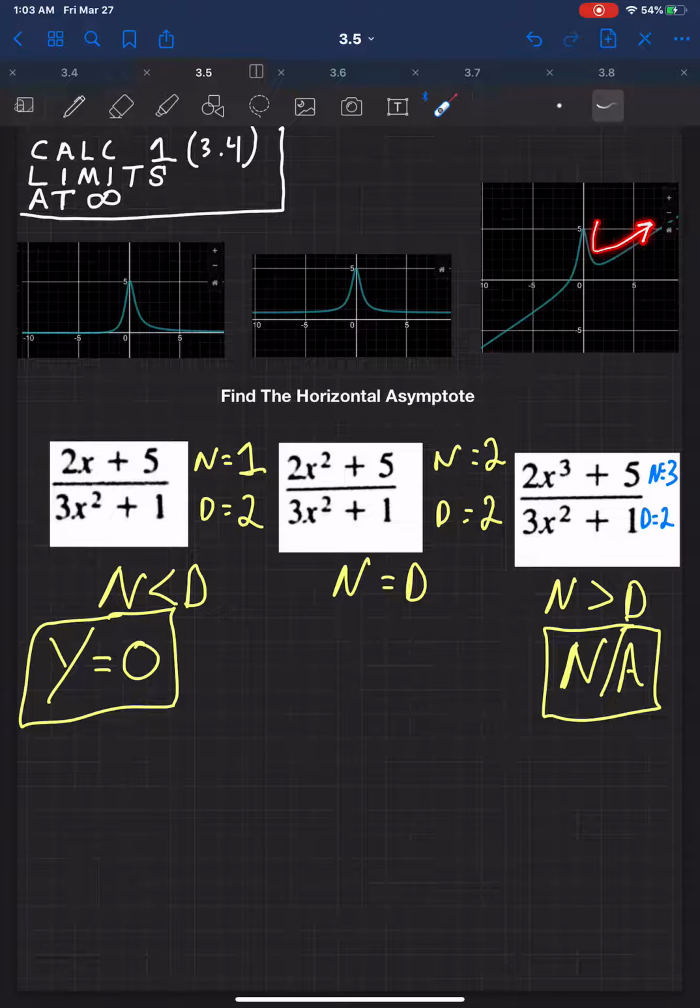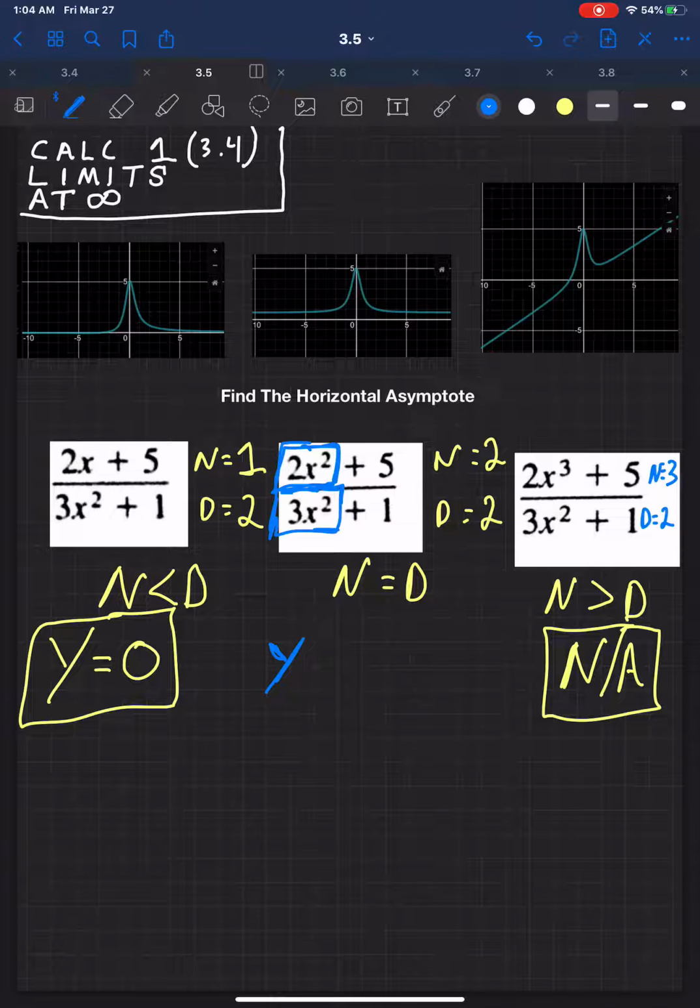This might be a slant asymptote, but there's no horizontal asymptote. All right, now the last one is the only time you have to roll your sleeves up, and that's if the degree of the numerator is equal to the degree of the denominator. And as I said, we're going to take the leading term. Look what I'm boxing in here. So the leading term of the numerator, the leading term of the denominator, and we're simply going to divide them.